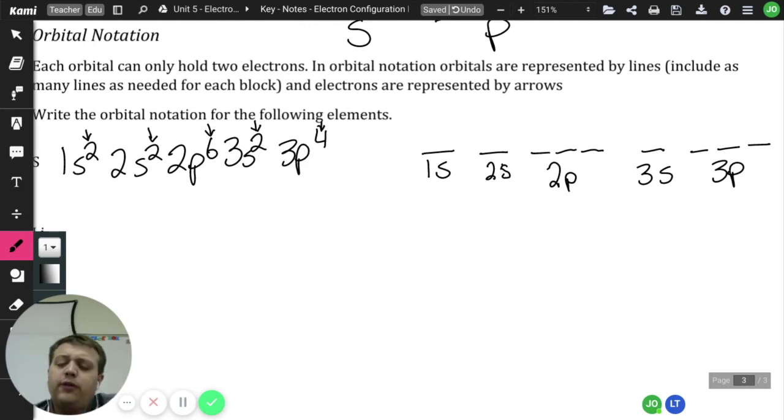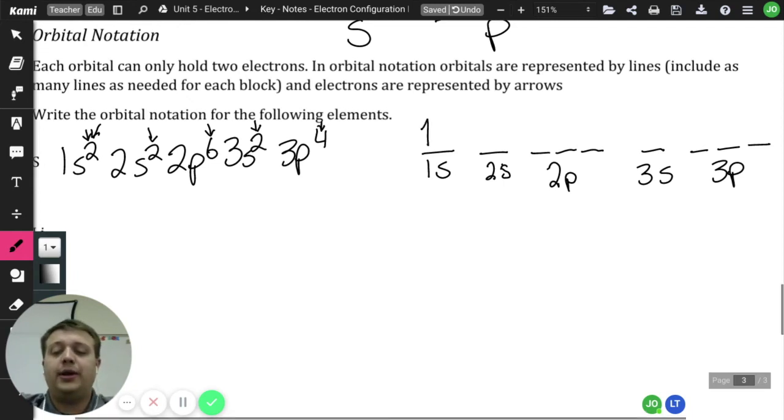So for this, 1s, if you look over here, 1s has 2 electrons. So what we're going to do is draw arrows to represent those electrons. And the arrows have to spin in opposite directions. So 1s, we're going to have one spinning up and one spinning down. Now, you could actually draw them as a complete arrow if you prefer. However, it does speed it up a little bit if you just do that half arrow. Okay, so one spins up and one spins down.